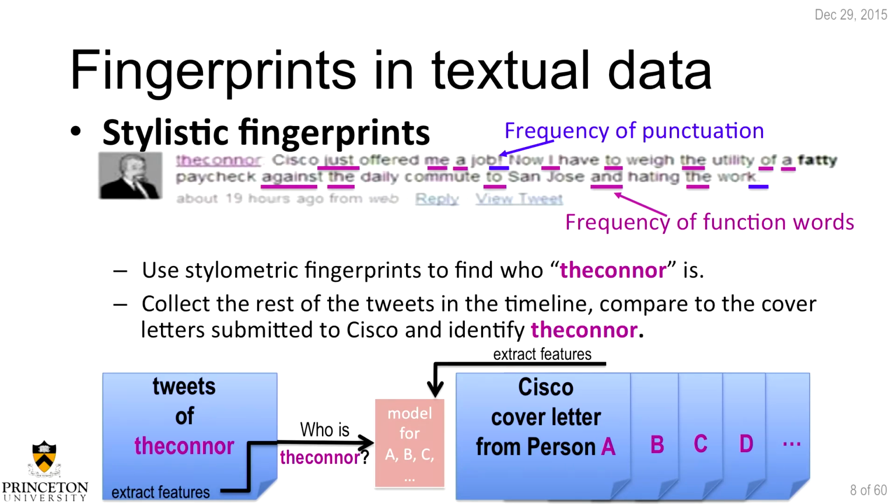So what if Cisco takes all the cover letters that were submitted to Cisco, and after that trains a classifier and tries to find who theConner is by looking at her tweets? Because you can also identify people from their tweets.